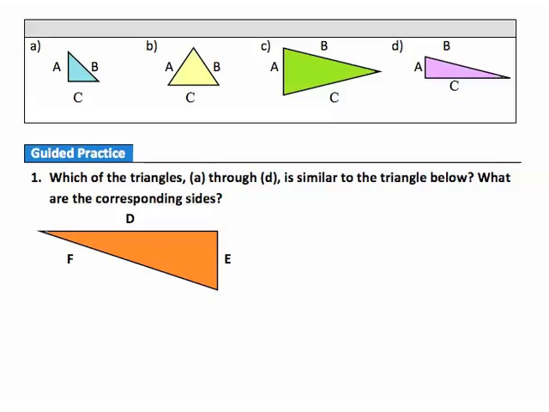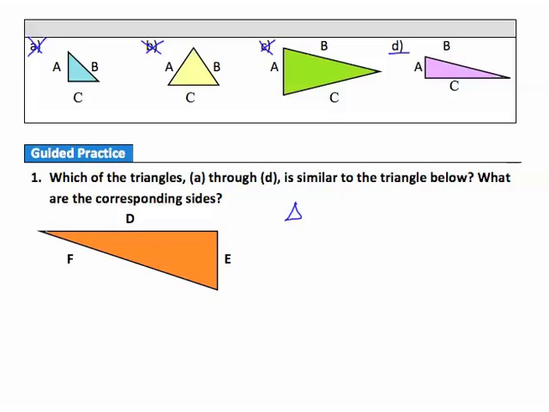Which of the triangles A through D is similar to the triangle below, and then what are the corresponding sides? So if we take a look at our triangles, A has a 90-degree angle, but the sides are equal in length, so that's not going to work. B is equilateral, that's not going to work. C doesn't work. It's similar to D. So we would say that triangle, and let's start now.